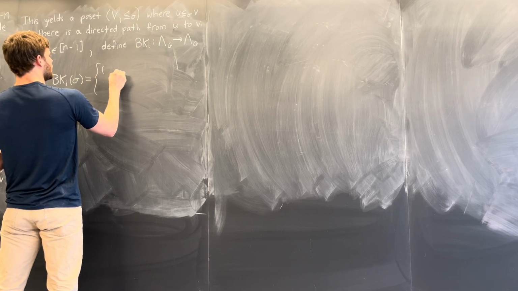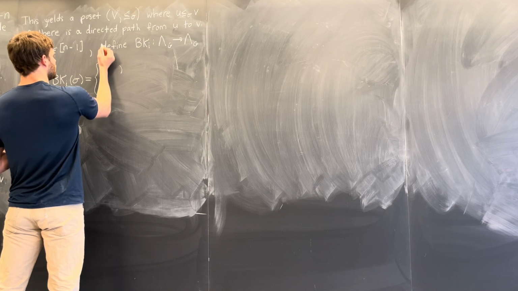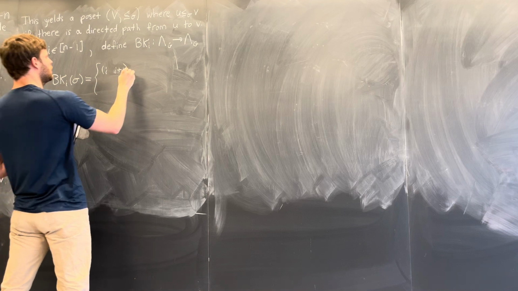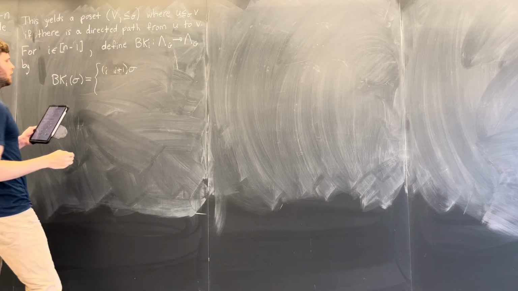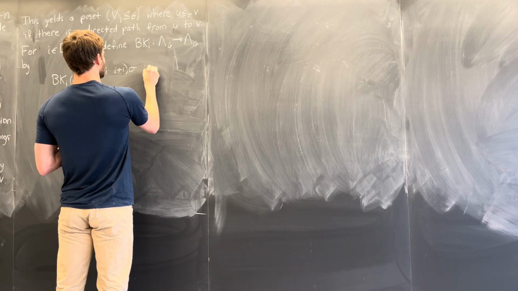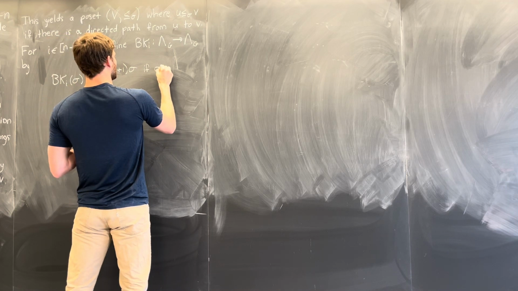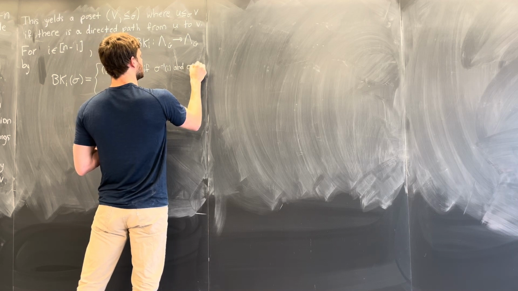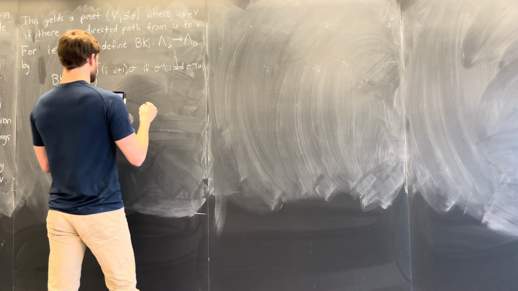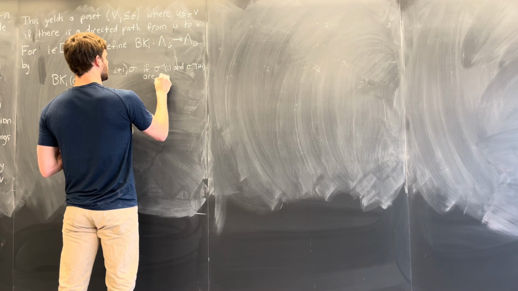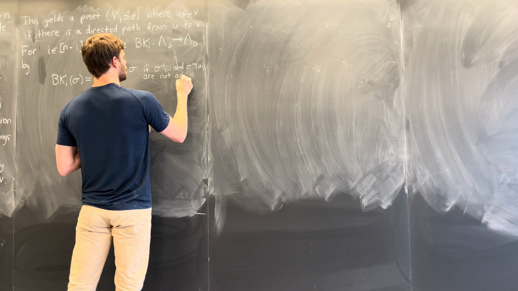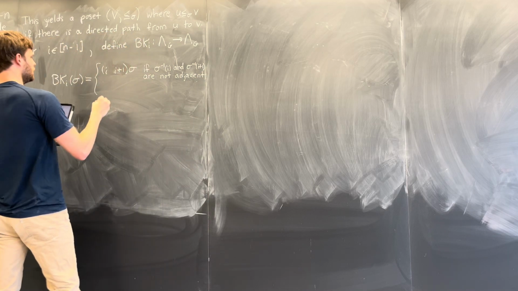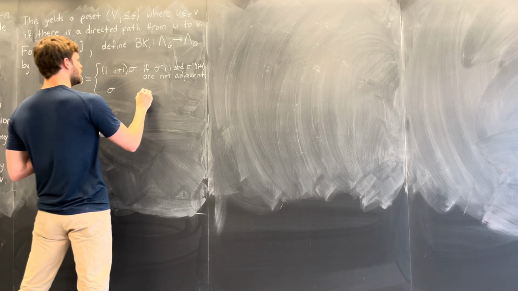Well, what I'm going to do is I'm going to swap i and i plus 1, which is really just multiplying on the left by this transposition that swaps i and i plus 1. Okay, so it's this if sigma inverse of i and sigma inverse of i plus 1 are not adjacent. And it'll be sigma if they are adjacent.